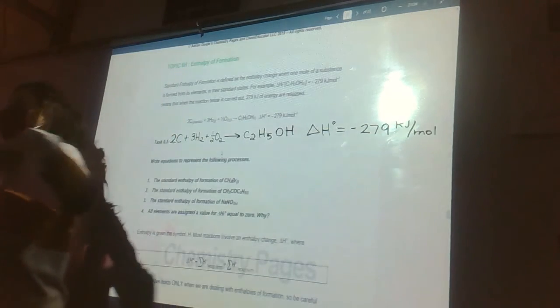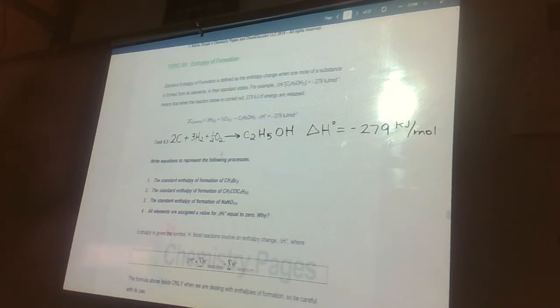This is something that you look up in a table or a book. You don't have to memorize this. You have to know how to write these reactions, but to look up the value, you just have to look it up. But you have to understand enthalpy of formation means from its individual elements.